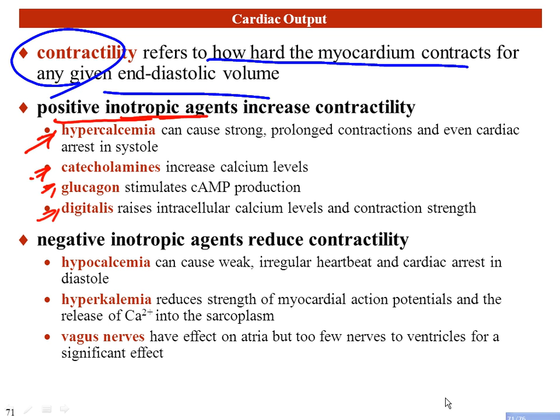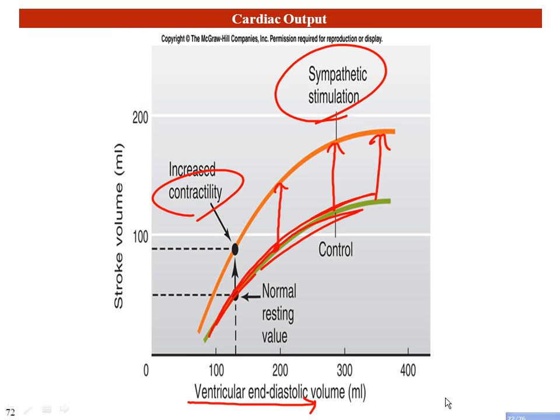Okay, you have a drug here called Digitalis, okay, which is given to people who have congestive heart failure. We also have negative inotropic agents, okay, hypocalcemia, okay, and the vagus nerve. Okay, the vagus nerve has effect on the atria, but very little on the ventricles once again here.